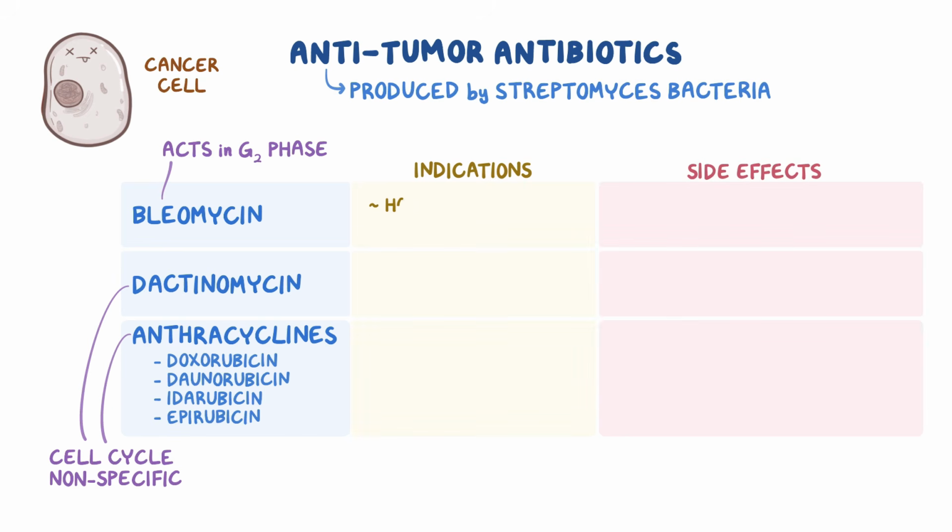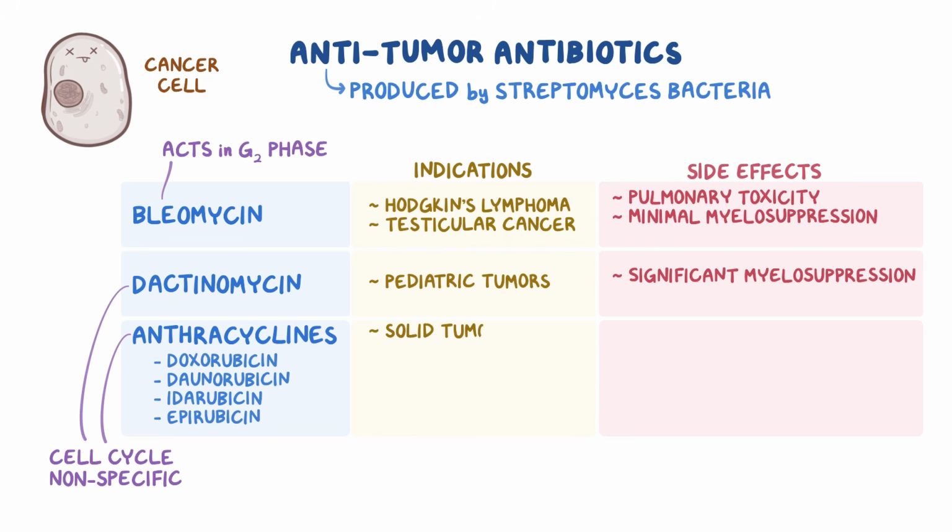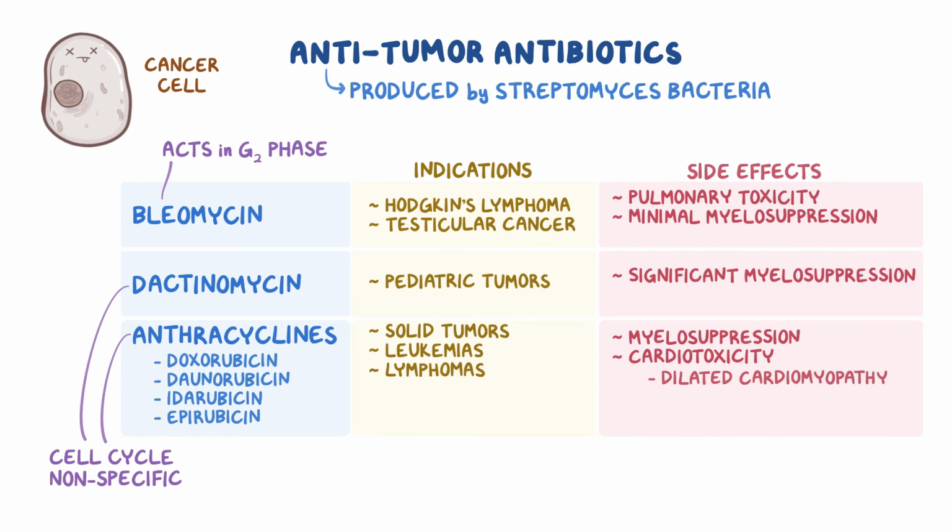Bleomycin is used for the treatment of Hodgkin's lymphoma and testicular cancer, and can cause pulmonary toxicity, but only minimal myelosuppression. Dactinomycin is used for the treatment of pediatric tumors and causes significant myelosuppression. Anthracyclines are widely used for the treatment of solid tumors, leukemias, and lymphomas, but side effects include myelosuppression and cardiotoxicity, which presents as irreversible dilated cardiomyopathy that can be prevented with dexrazoxane. A common side effect of all anti-tumor antibiotics is alopecia.